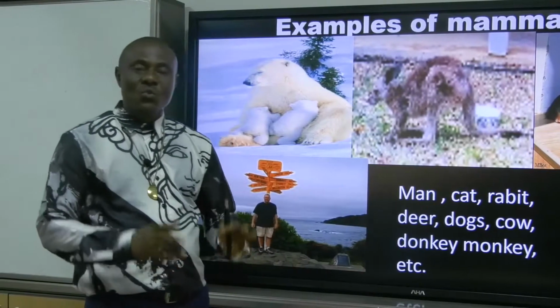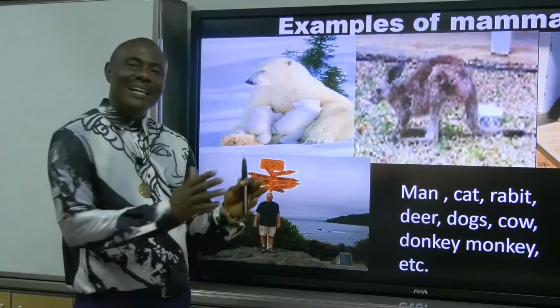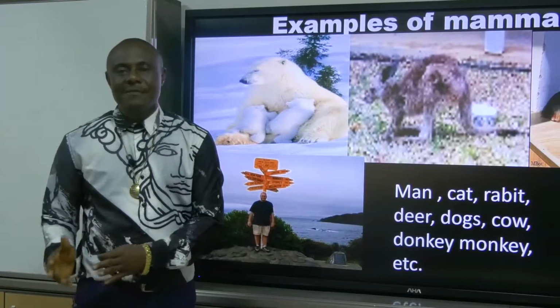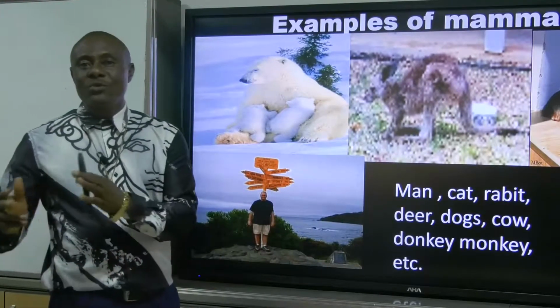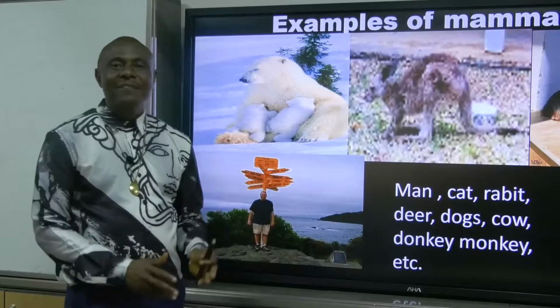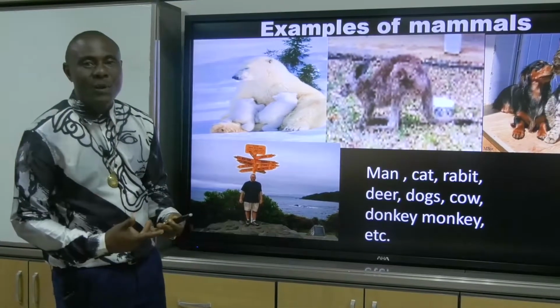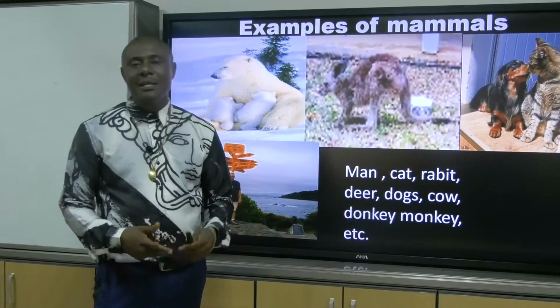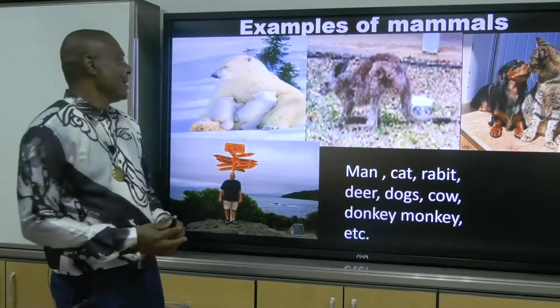Just like I told us, one of the qualities is that they give birth directly to their young ones alive. Any organism that has the ability to give birth to its young ones alive and has the ability to breastfeed its young ones from the udder, the mammary gland, is known as a mammal.